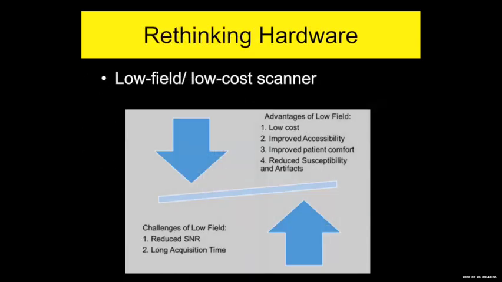And so that's where one of the things comes in with lower field, lower cost scanners, right? And that's where we were excited to address this issue. So the advantage of low field, as I think we already learned from an earlier talk, is that hopefully it's lower cost, it improves accessibility, maybe improves patient comfort as well, and then reduces susceptibility and other artifacts. The challenge, of course, is that the lower the field, the lower the SNR and correspondingly the longer the acquisition time.